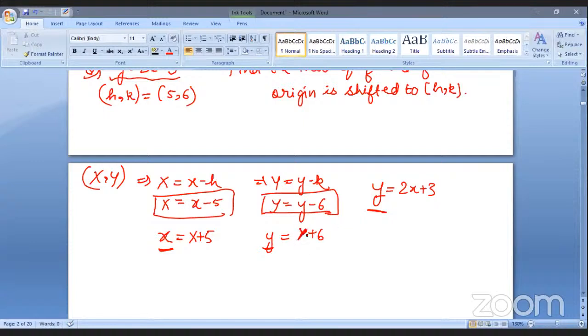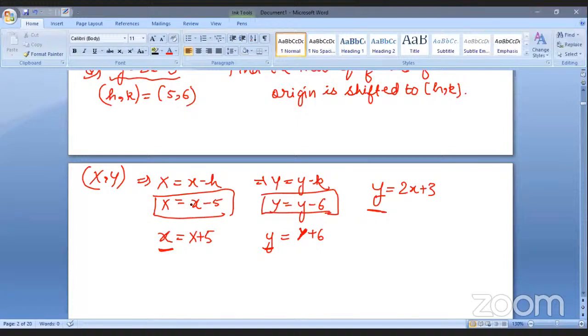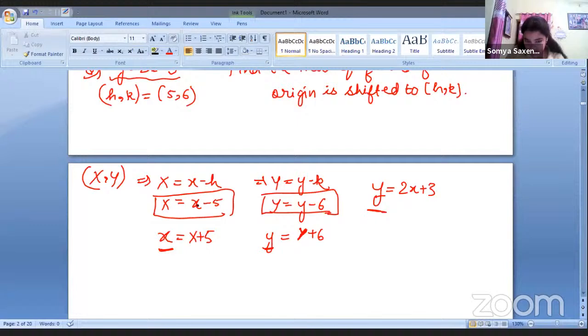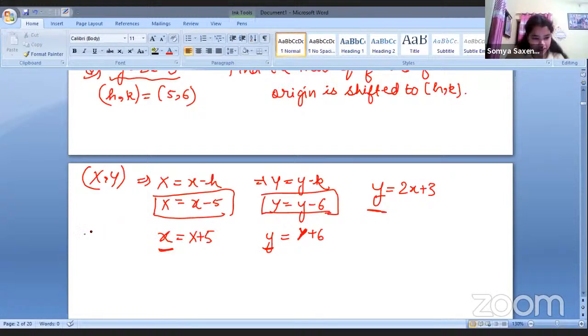Ma'am, why are we adding that x plus 5? Why are we adding? Okay. So till here it is clear, till this particular point? Yes, ma'am. So simply what we have done, keeping x here, we have taken it there, right? This particular part. So we have just rearranged it. For example, we have just done it like this.